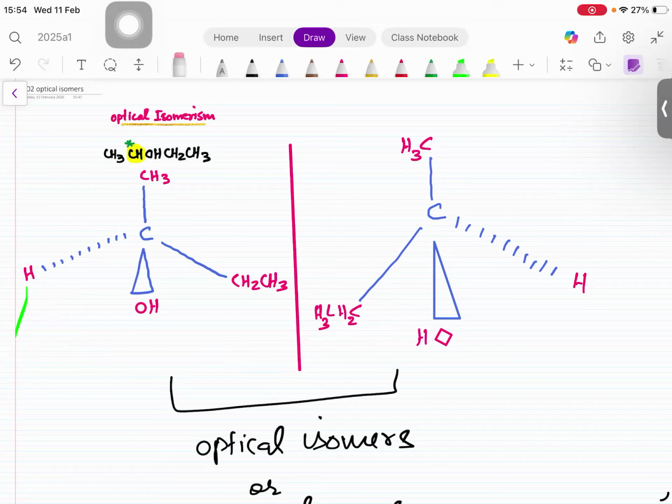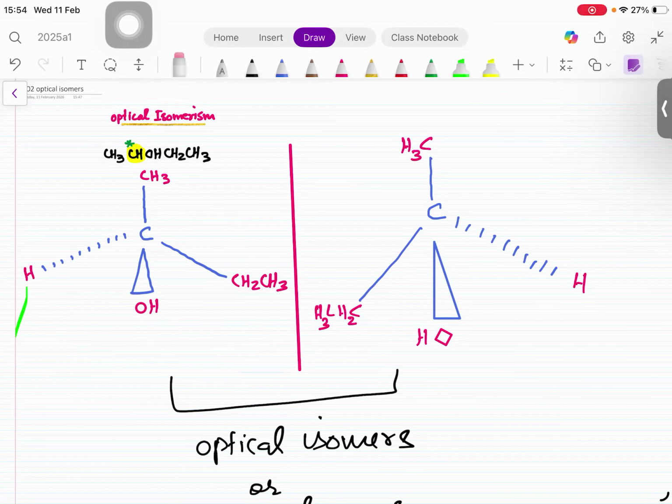They just rotate the light. For example, if this cup contains one of the optical isomers and I switch on the light, it's going to turn to this side, the right hand. And if I switch on the light, the other isomer is going to turn to this side. So they only rotate the plane of polarized light. That's why they are called optical isomers, right?